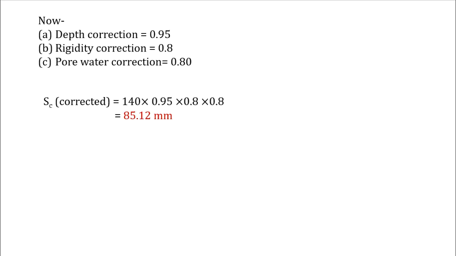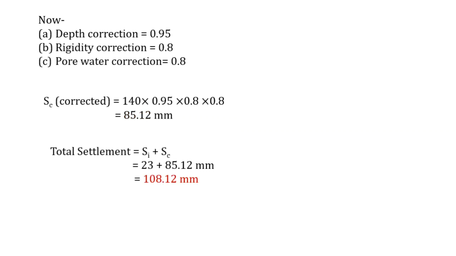Then we apply the depth correction, rigidity correction, and pore water correction to the consolidation settlement. We find the corrected consolidation settlement. And finally, we add the immediate settlement and the consolidation settlement to get the total settlement.